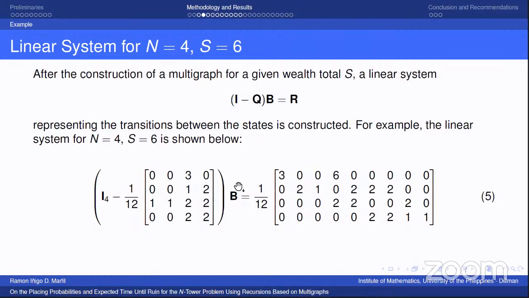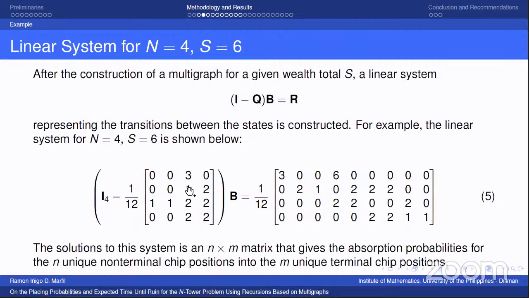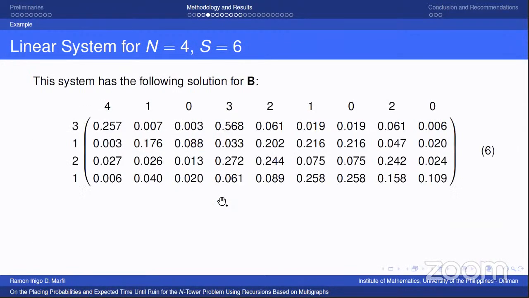And because of that, in this equation, or this linear system, we can now solve for B because I minus Q is non-singular. Okay? And the solution to the system is an n by m matrix that gives absorption probabilities for the n unique non-terminal positions into the m unique terminal chip positions. Okay, so when we solve for B here, it has the following solution.